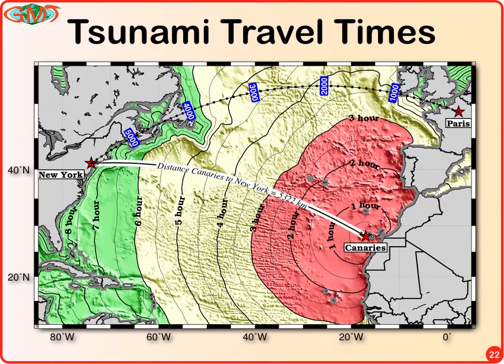Tsunami travel times. This is a very basic GMT plot where we combine color from one data set, travel times, shading from another data set, the bathymetry, and then superimposed coastlines, great circle distances, annotations, symbols, that sort of thing. Very standard GMT plot.